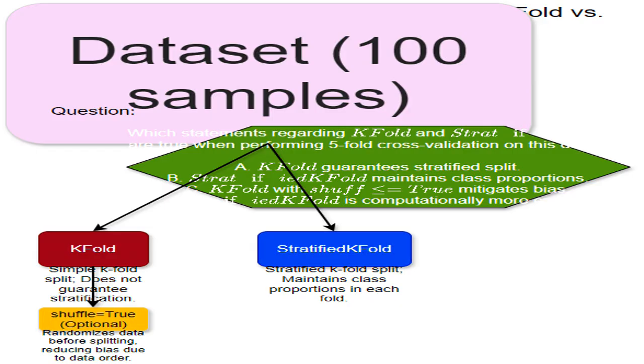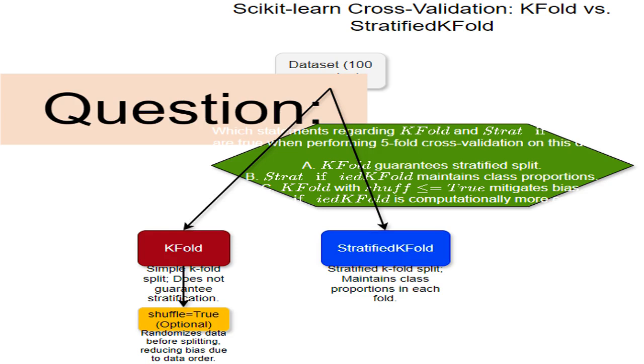We have 100 data points, which will be split across the folds of our cross-validation process. This total number of data points will be divided into folds. This is the core question. I need to understand how k-fold and stratified k-fold work to determine which statements are true.